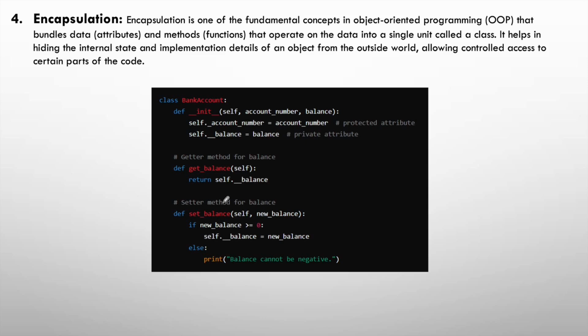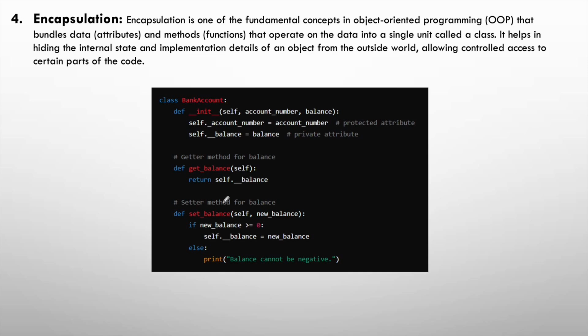Next, we look at encapsulation. Encapsulation is one of the fundamental concepts in OOPS that bundles data and methods that operate on the data into a single unit called a class. It helps in hiding the internal state and implementation details of an object from the outside world, allowing controlled access to certain parts of the code. Let's look at this example.